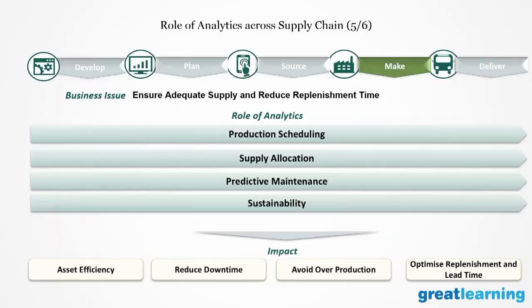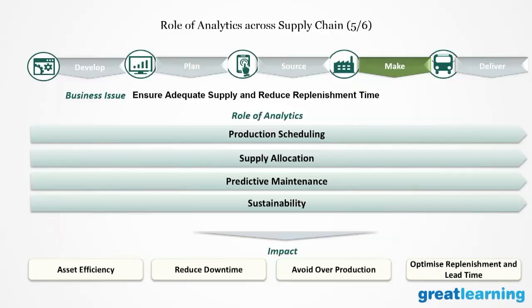This element deals more with the manufacturing of that product. Of course, you've sourced everything. Then how do you ensure that you're manufacturing this product in adequate supply, and at the same time maintaining the replenishment time that has been set for you? So it's about production scheduling. This is quite an old tactic, and a lot of manufacturing companies have been using analytics in this area for a long time.